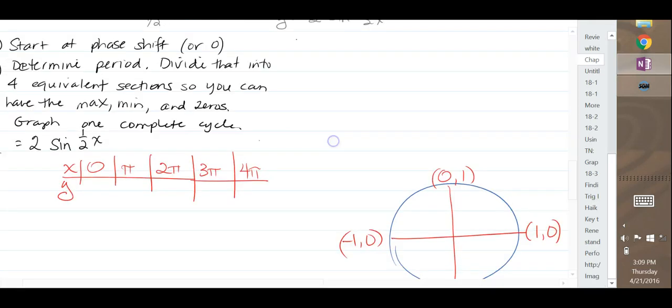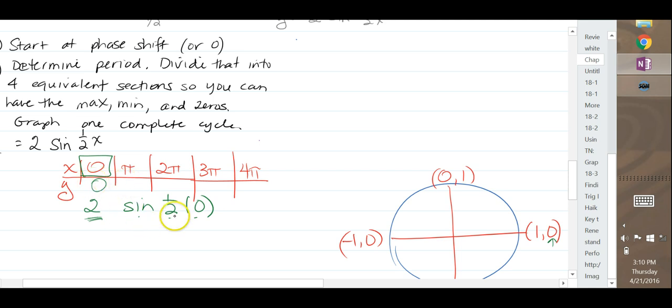So now let's think. If I have 2 times sine of 1/2, and I'm going to put this 0 in right here. Go from the inside out. What's 1/2 of 0? It's 0. What is the sine at 0? So the sine at 0 right here is 0. And 0 times 2, because I have that 2 sticking there, is still 0.